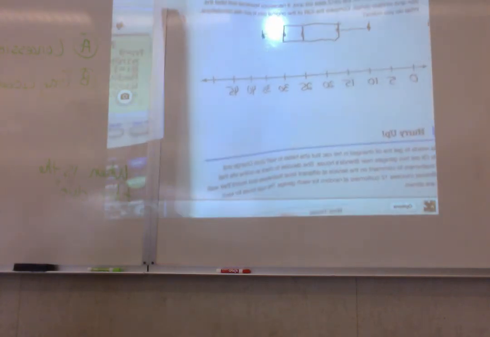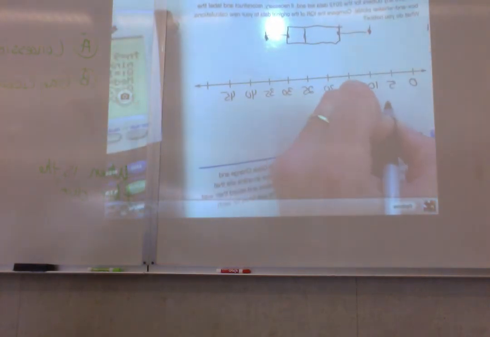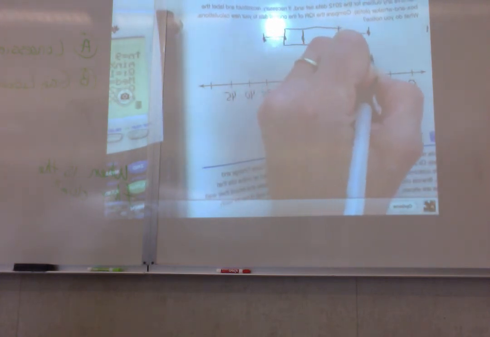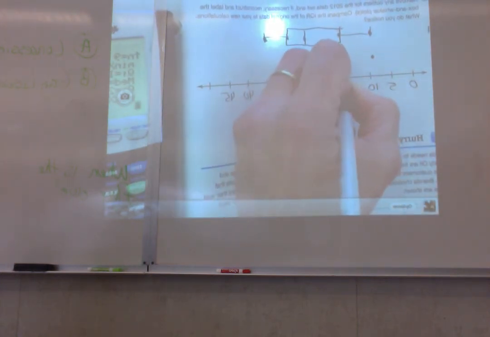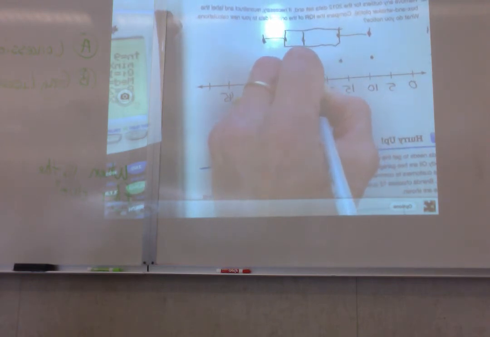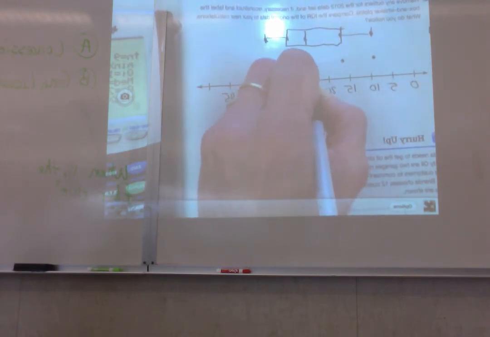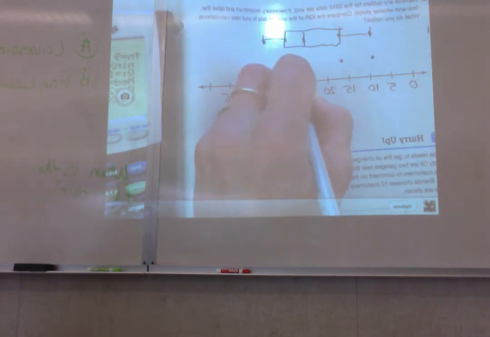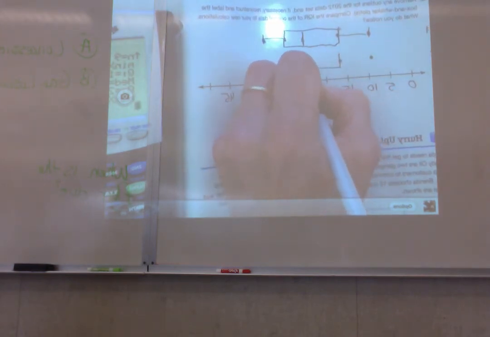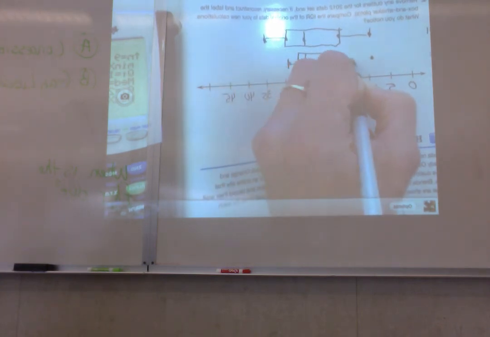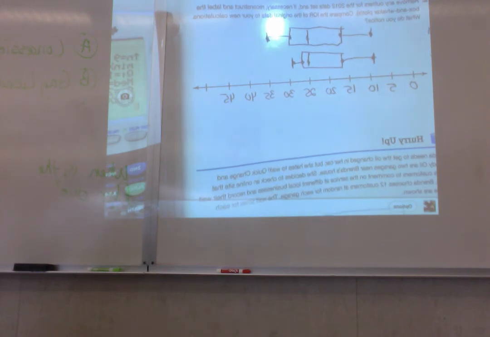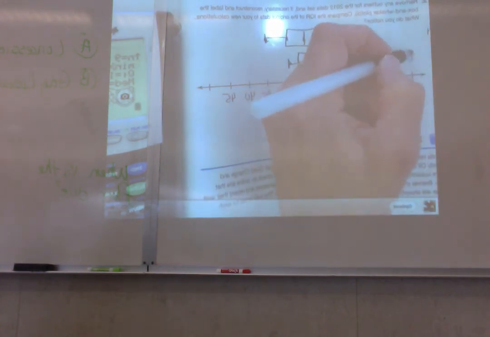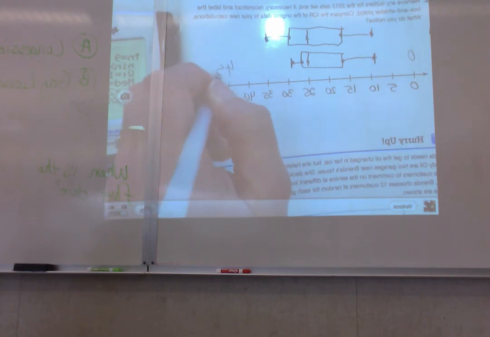Ready, folks? Min is 7. Q1 is 17. Median's 24. Q3 is 24.5, really close. And max is 27. This is 2012 after I took out the 0 that was way over here and the 45 that was way over there.